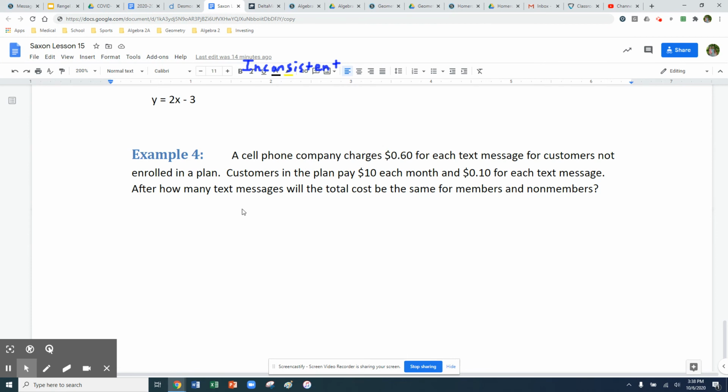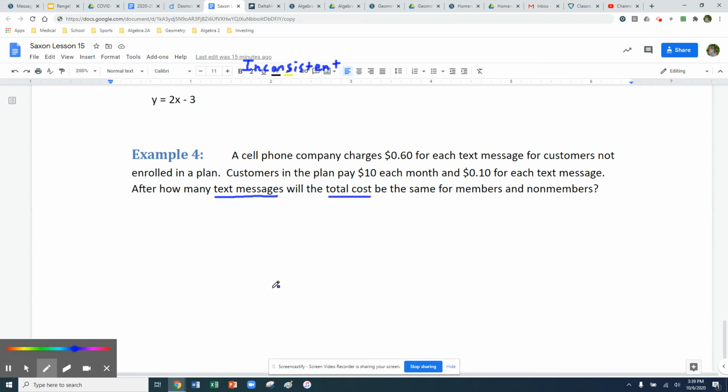To finish up, we'll look at a story problem where we want to find an intersection. So we want to find when two companies have the exact same cost. A cell phone company charges $60 or 60 cents for each text message for customers not enrolled in a plan. Customers in the plan pay $10 each month and 10 cents for each text message. After how many text messages will the total cost be the same for members and non-members?